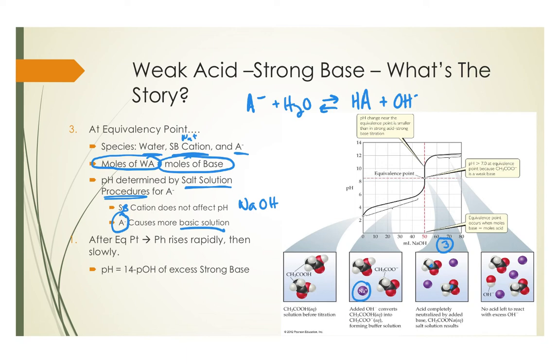Okay? After the equivalence point, the pH rises rapidly and then slowly. And at that point, all that's really important becomes the concentration of the excess strong base. Any hydroxide from the salt becomes negligible, and so we don't really worry about that anymore. So we go back to having pH equals 14 minus pOH of the excess strong base. Okay. So as you do these problems, what you need to figure out is, where am I on the curve?